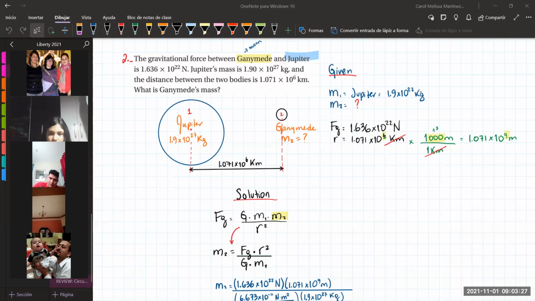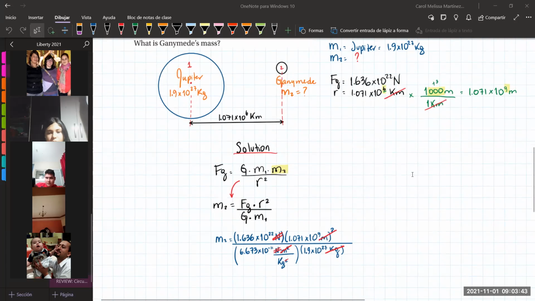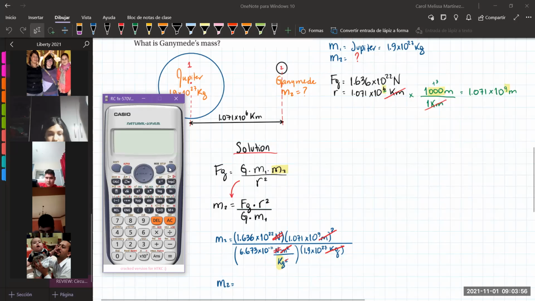So in here, this radius is raised to the second power. So meter square cancels with meter square, Newtons with Newtons, and this kilogram with this kilogram over here, but 1 kilogram is going to remain. Now, what is the mass of object 2, the Ganymede mass? How do we get it in the calculator? Pretty simple. Take a look.